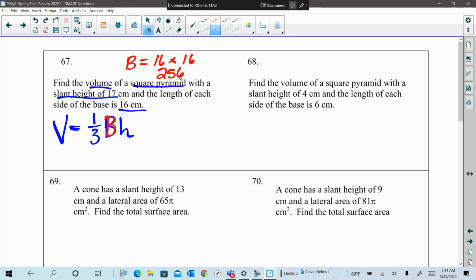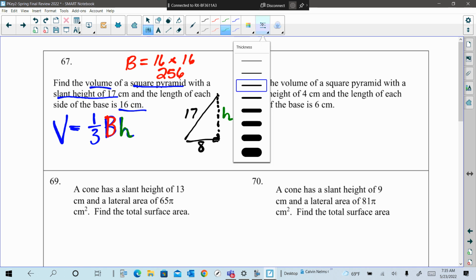Now, what we need is the height of the pyramid, which we have to find using the slant height. In the pyramid, this is our slant height, the 17. The height of the pyramid has to be vertical and perpendicular. So you would create a triangle using your edge, but not the whole edge. You would use only half of it, which is the 8 of the 16. So to find our missing height, you're going to have to use what? Yeah, Pythagorean Theorem.